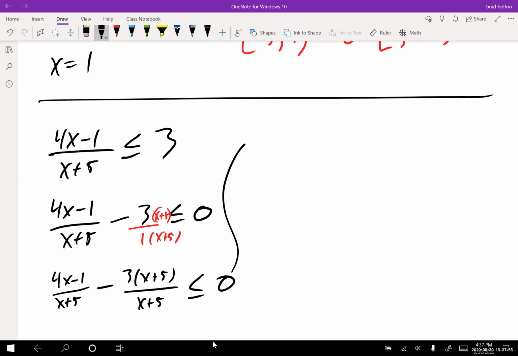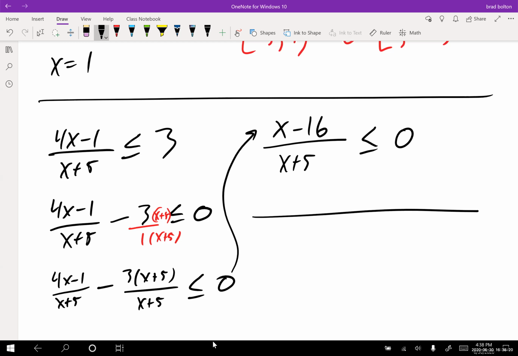Okay, so let me come over here. Now when we clean this up, this will be 4x minus 3x, so that'll be x, and that'll be -1 minus 15, so that'll be minus 16, I believe. And then we're going to divide that by x plus 5. Okay, and then we're going to say that this is all less than or equal to 0. So now we're going to draw our number line. And we now know that it is -5 and 16, right? Because we took this and we took this and we set each one of those equal to 0.